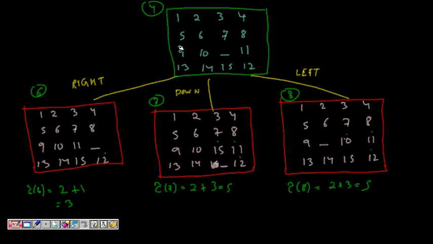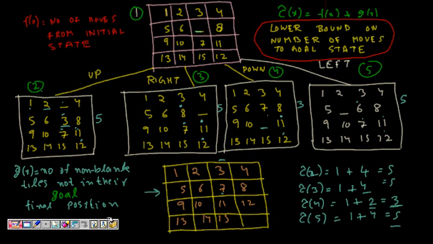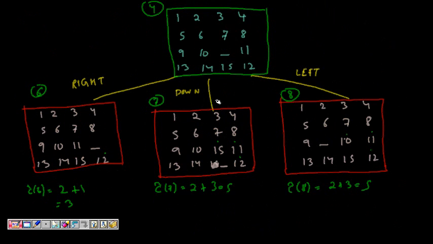So now I branch from state 4, so I can go right, down and left. I don't go up because I will reach the parent state again. So I try these out, 6, 7 and 8. So if I go right, 11 comes here, if I go down, 15 comes here, if I go left, 10 comes here. Again I try to see what the lower bound of moves is for moving from these states to the goal state. So here I see 1, 2, 3, 4, 5, 6, 7, 8 are fine, 9, 10, 11 is also fine, 13, 14, 15. Only this one is in its wrong place.